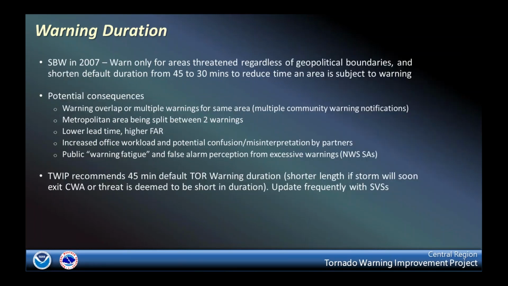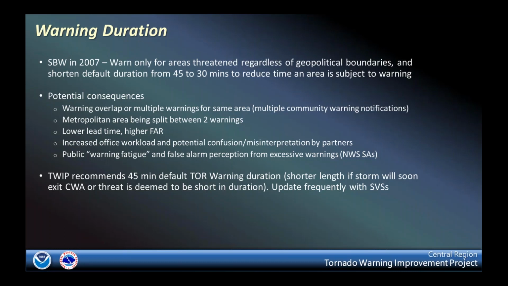This is a big one here. Back in late 2007, storm-based warnings came out, and as we know, the idea there is to warn only for the areas that are actually threatened, regardless of the underlying boundaries and county lines, and also to shorten the default warning duration from 45 to 30 minutes. The idea there was to reduce the time that an area was subject to a warning. Now that has had potential consequences, and here lists several of those.